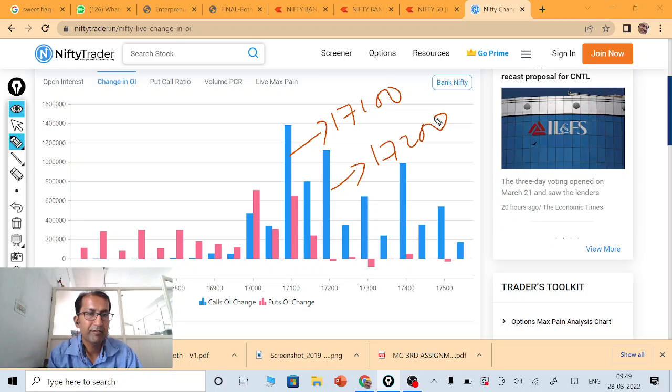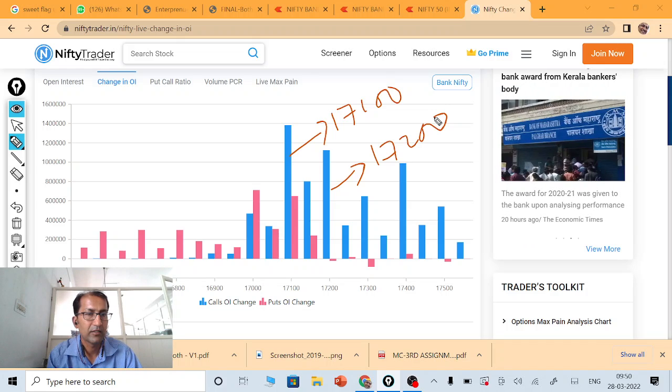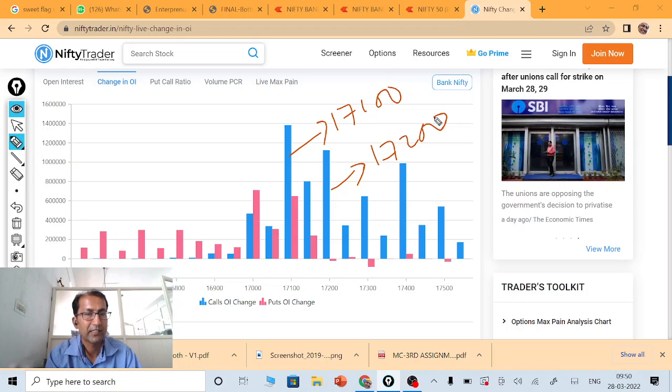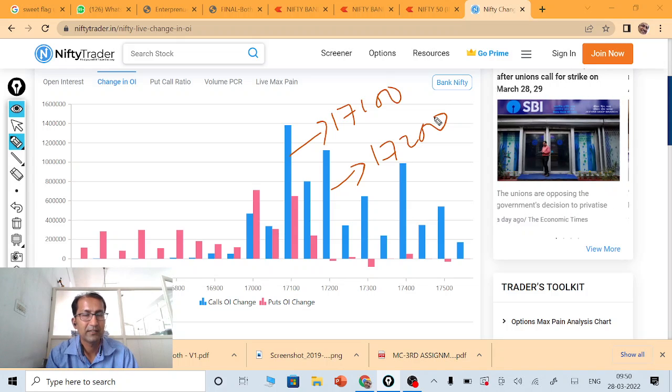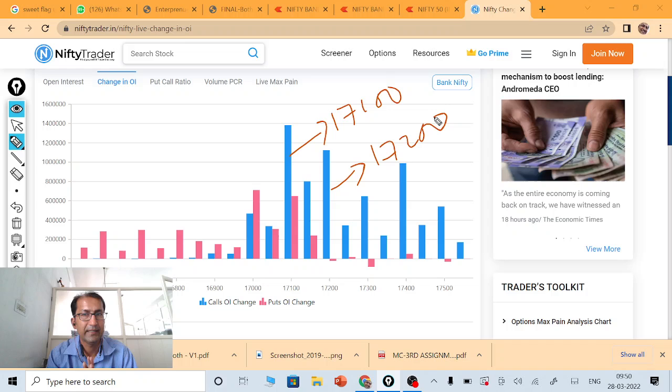Then hardly we have any change in puts. Puts are just like that. So only on the call side there is an increase in open interest.